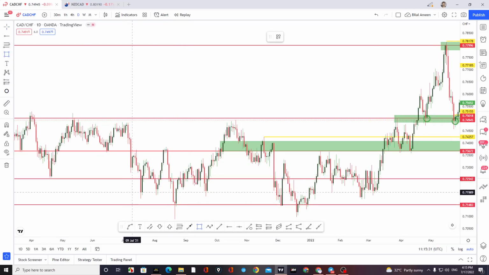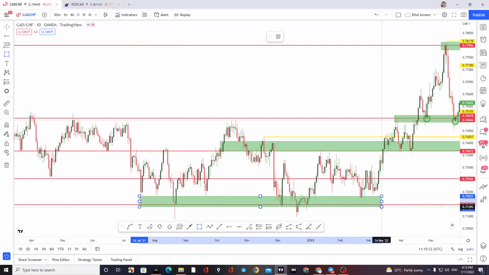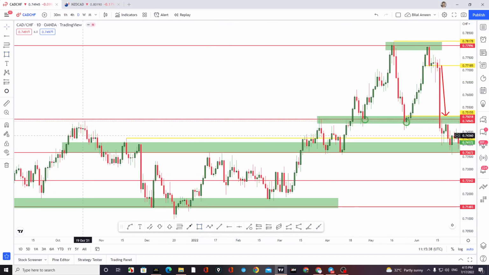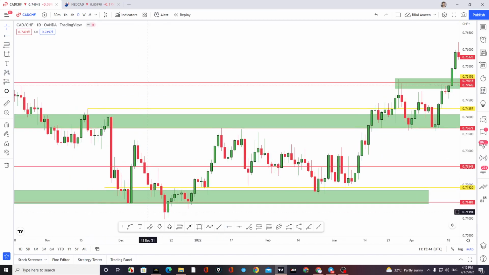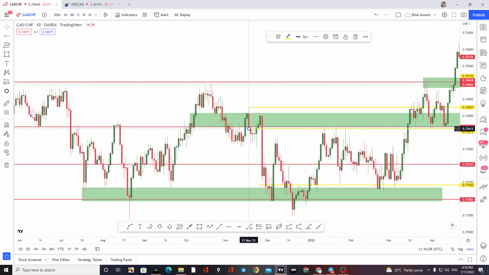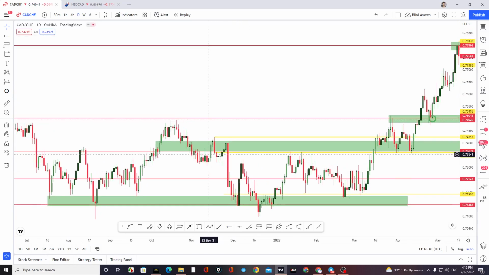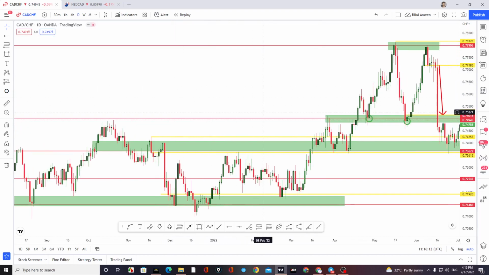Here we can draw another demand zone, and we will place our take profit at this point above the demand zone, so it can easily hit our take profit, and we will easily earn from our trade. I hope you understand demand and supply zone trading.